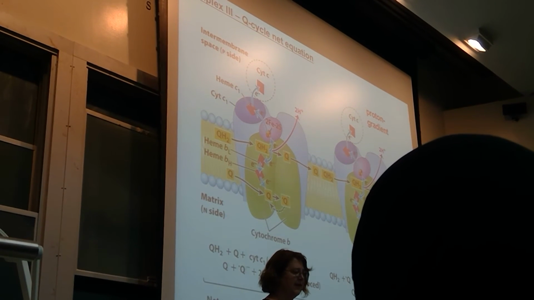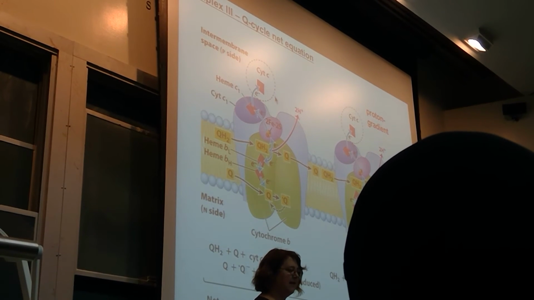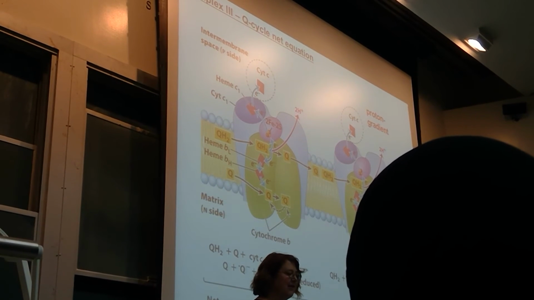So if you look at the whole thing of what happens, we can look at each one if you want. So QH2, plus Q, plus the cytochrome C that's oxidized goes to Q plus the Q semiquinone radical plus cytochrome C1 that's reduced, right?